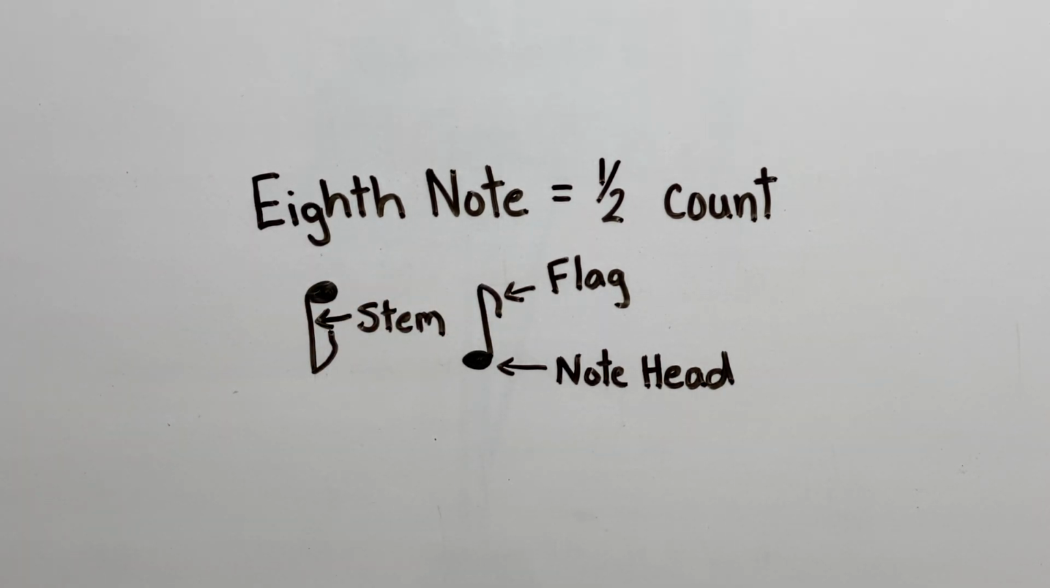Eighth notes have 3 different parts. And as you can see, I have written an eighth note is equal to 1/2 of a count, or you can think about that as is equal to half of a quarter note. 2 eighth notes will equal 1 quarter note, so 1 eighth note equals half of a quarter note. And this is what an eighth note looks like when it's traveling by itself.